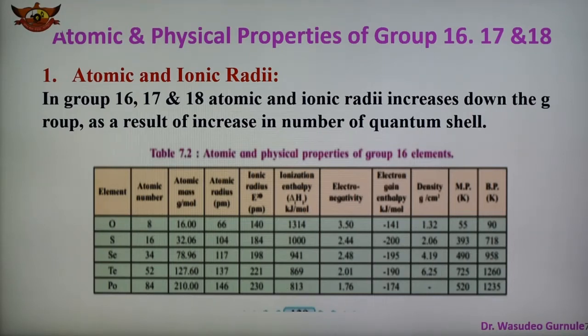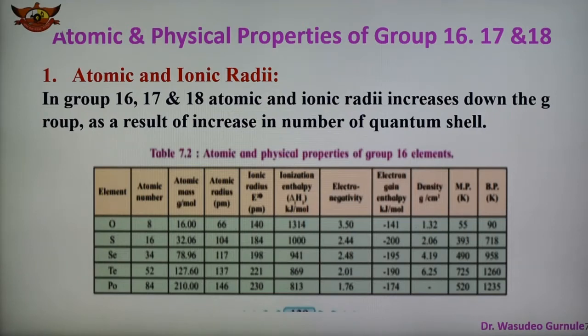In the case of groups 16, 17 and 18, this table also shows clearly that the atomic and ionic radii increase down the group because of the increase in the number of quantum shells. These are the three groups, and as we go from top to bottom in the group, the atomic size increases. The size increases because the number of principal quantum shells increases.